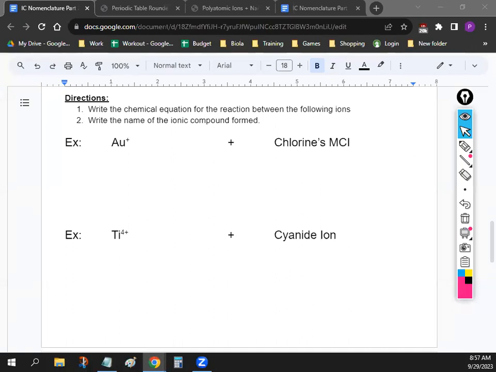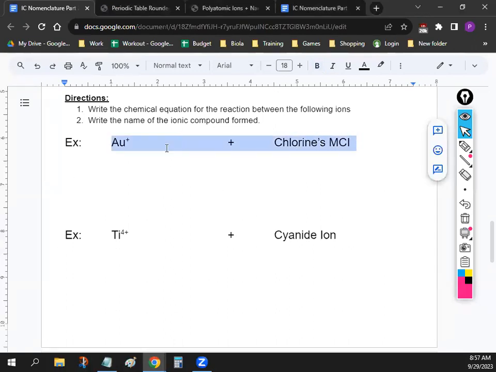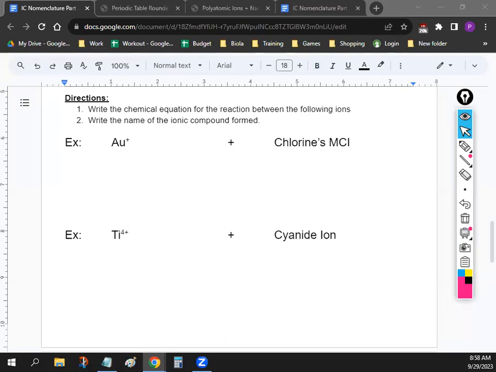Okay, so for the first one, we're going to be writing the chemical equation for these ions. So let me give you guys about a minute or so to write the chemical equation using these two ions, and then I'll go over how to write the name. So go ahead and take about a minute or so to write the chemical equation between Au plus and chlorine's anion. Take a minute to do that.